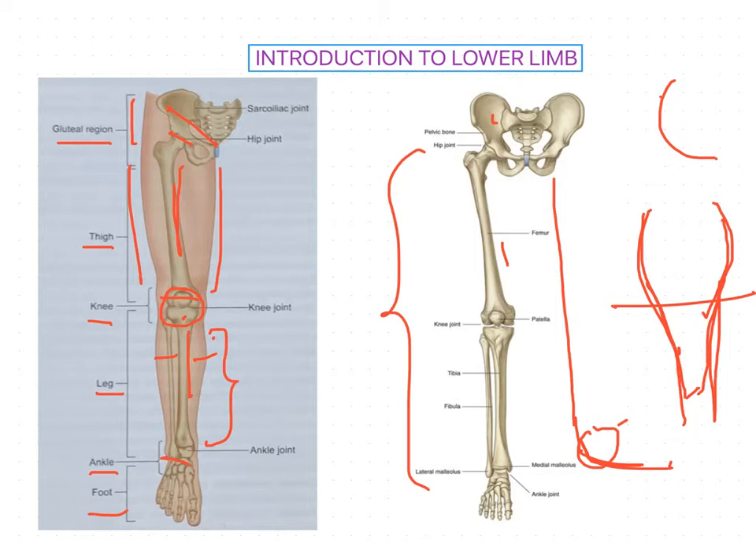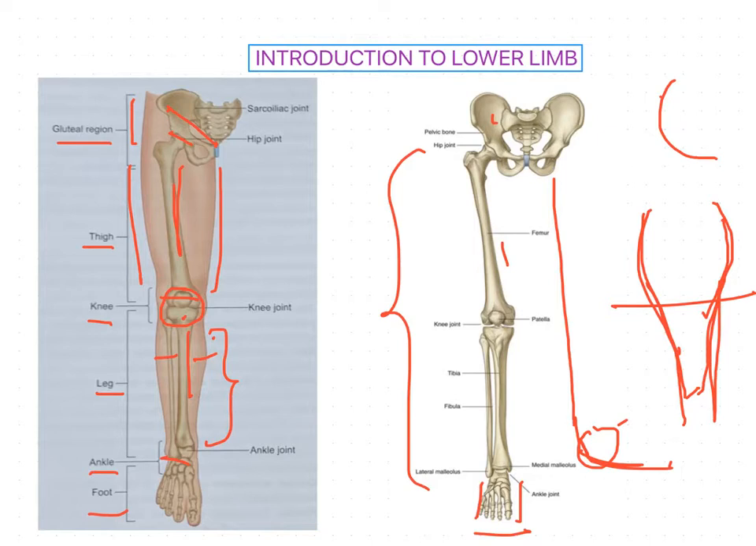Now coming to the foot region, it is the most distal part of the limb which is placed horizontally. This is the only part which is placed horizontally to the ground in our body, that is foot. Okay, so these are all the main regions which are subdivided in the lower limb.